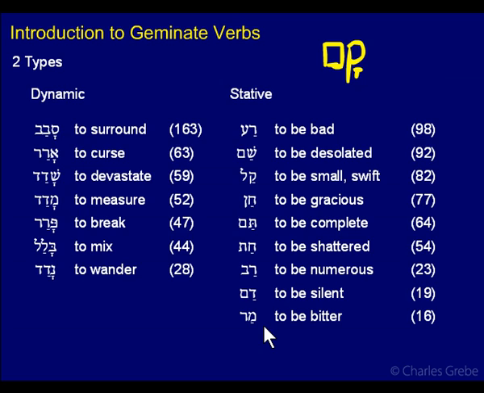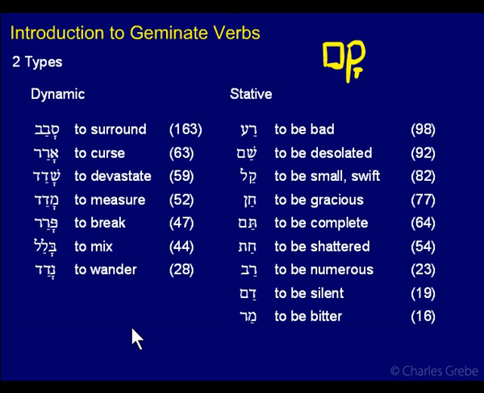Mara, of course, is one of the places that the Israelites reached before they reached the land of Canaan, and that means bitter water. And when Naomi comes back from Moab to Bethlehem with Ruth, Naomi tells the people, don't call me Naomi, call me Mara, because she's bitter.